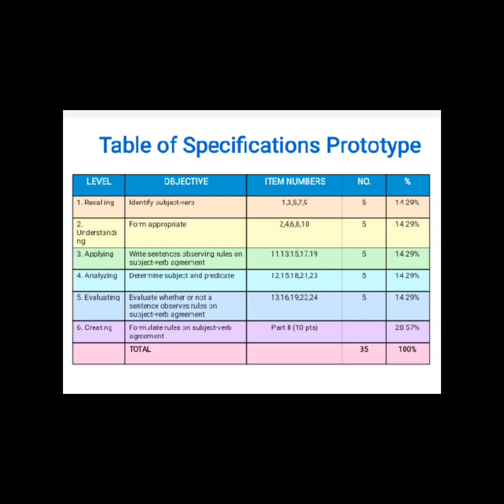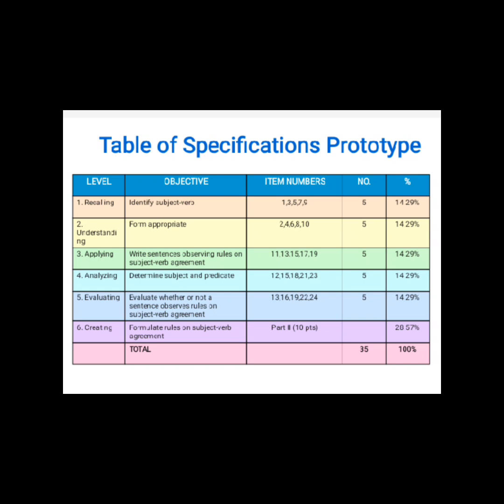So sa recalling, class, ang iyang objective kay identify subject verb. So ang quiz nga gamiton nato diri kay multiple choice. So ato ipa-identify sa mga students kung asa ang subject verb sa mga choices. So ang items number, example, 1, 3, 5, 7, ug 9. So diha nabutang ang recalling stage sa imuhang test questionnaires. Ang iyang points or items kay 5. Nya ang iyang percentage kay 14.29%.